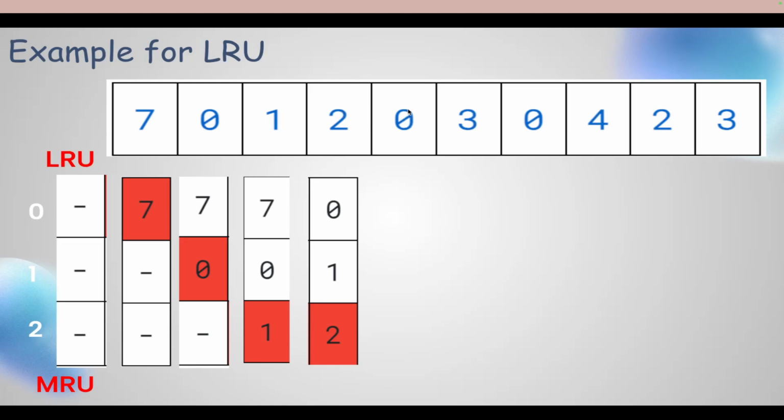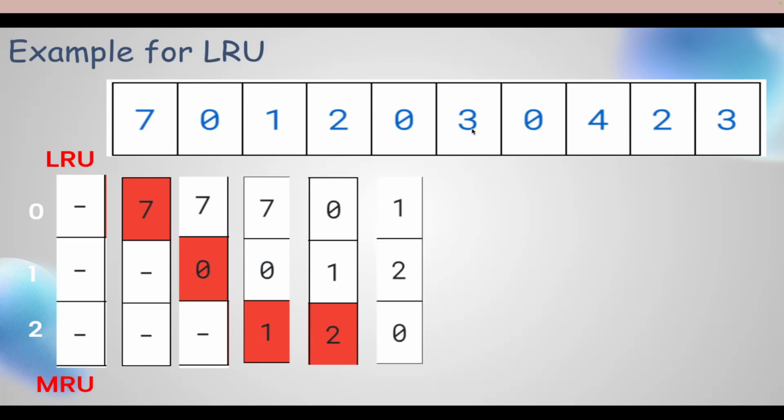And number 0, it said number 0 isn't in the card. I'm sorry, the block number 0 isn't in the card. So it will move number 0 into the bottom and push the rest into the top.